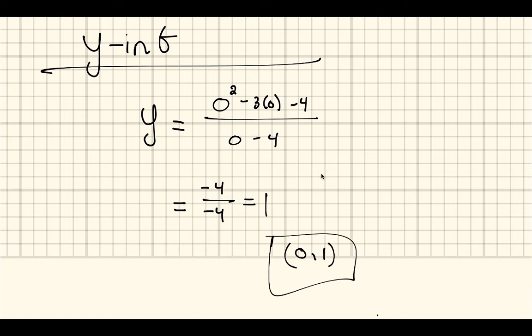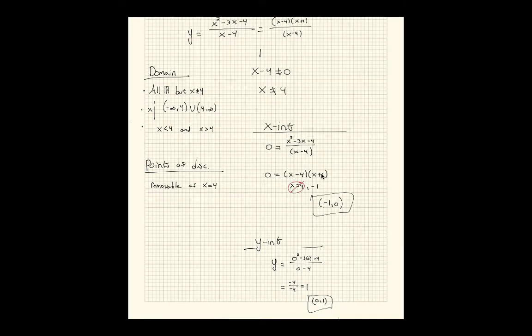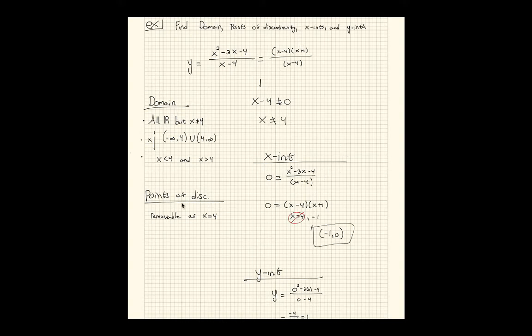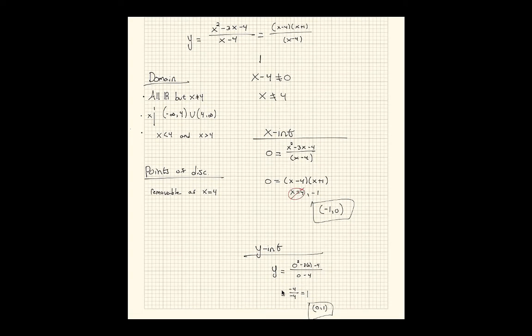So I know there's a lot to that problem. Again, domain and points of discontinuity are very closely connected. Even the x-intercept, well, at least in this case, because it was removable, we had to cancel the x-intercept. And then y-intercept, plug in 0 for x and solve. So the process for finding x and y-intercept is always the same, really no matter what kind of equation you use. It's always plug in 0 for y, solve for x, or plug in 0 for x and solve for y. But let me know if you have any questions on this stuff, guys.